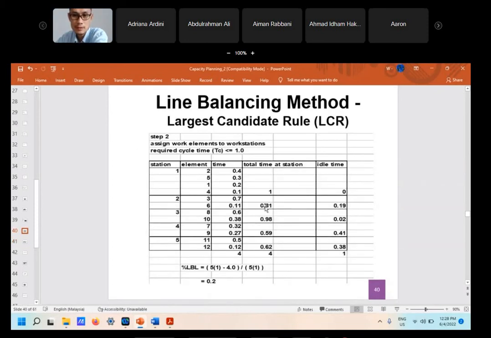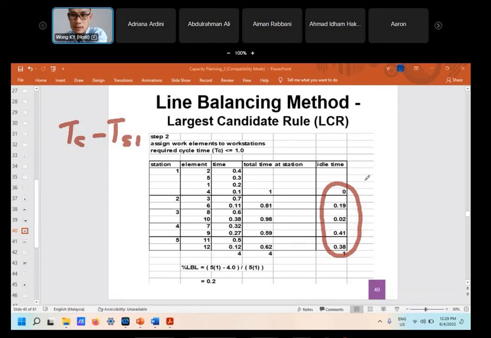Okay, so once you have this, you can also calculate the idle time. How to calculate idle time? Idle time is equal to, as I said, cycle time minus the workstation time. Or the other way; if you do it the other way, you get a negative value, no problem. Right, so cycle time is 1. So 1 minus the station time, 1, is 0. So for workstation 1, there is no idle time. For workstation 2 it is 1 minus 0.81, you get 0.19. Workstation 3, 1 minus 0.98, 0.02. Workstation 4, 1 minus 0.59, you get 0.41. Okay, so you calculate and you get all this. So this is the idle time.